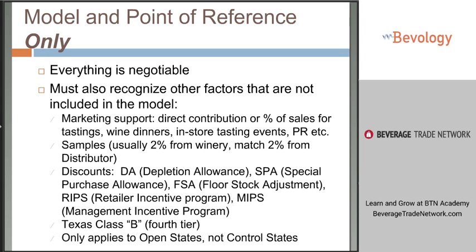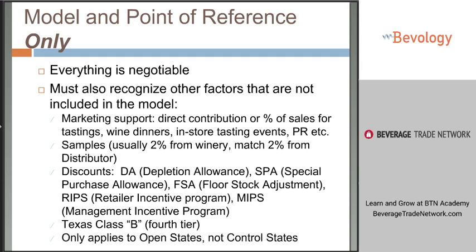In the case of New Jersey, they're RIPs, SIPs, and MIPs. RIPs is a retailer incentive program, MIPs is a management incentive program, SIPs is a salesman incentive program, and they will be individual line items in the price structure that you work out with your wholesaler in New Jersey.